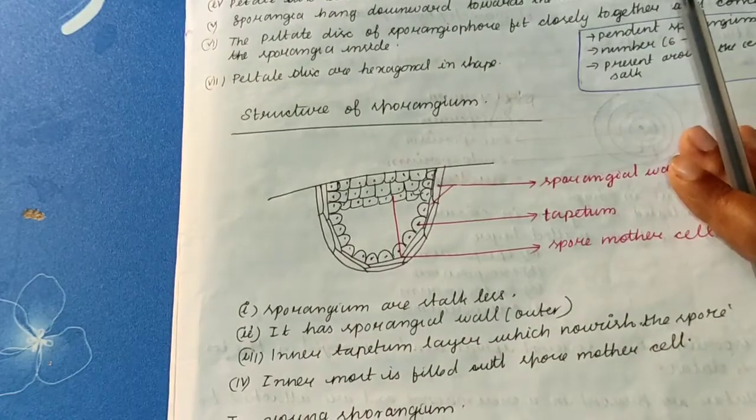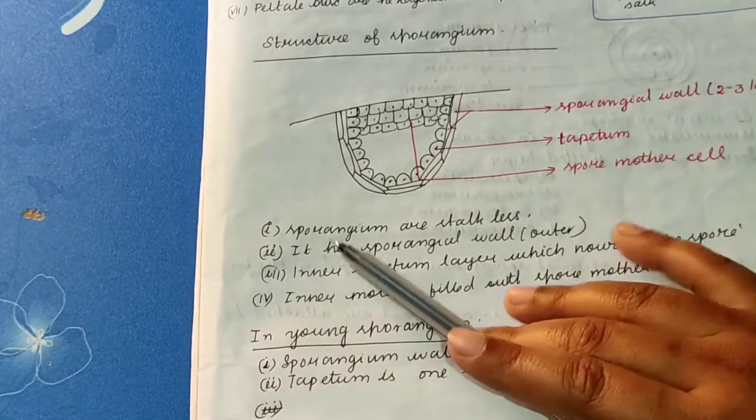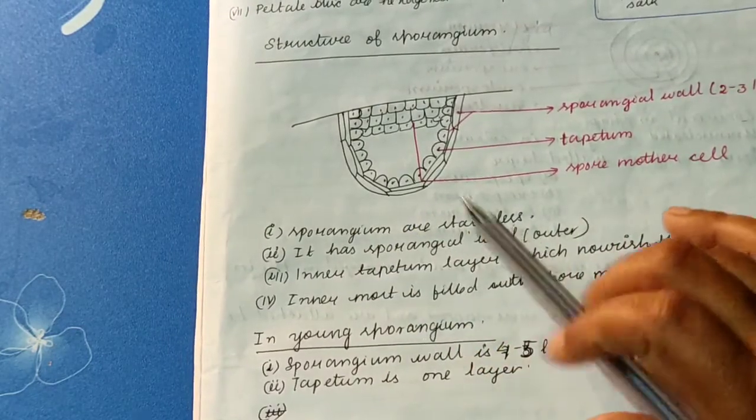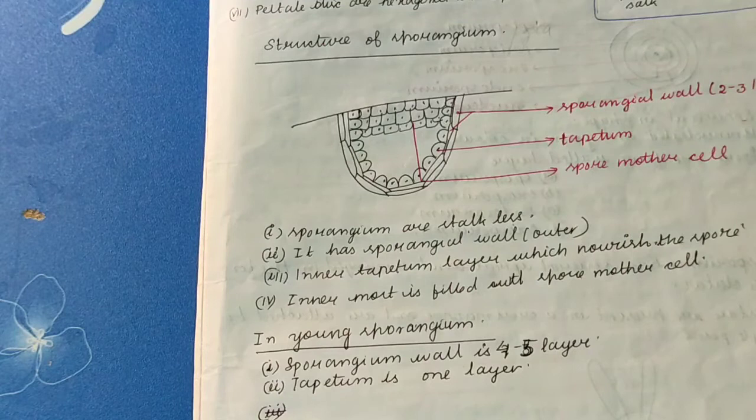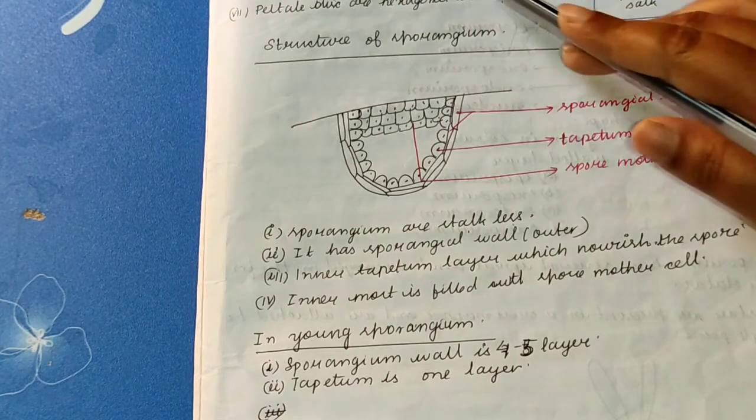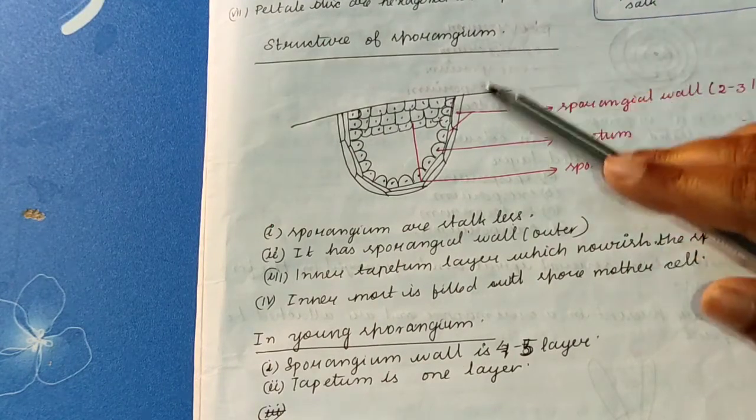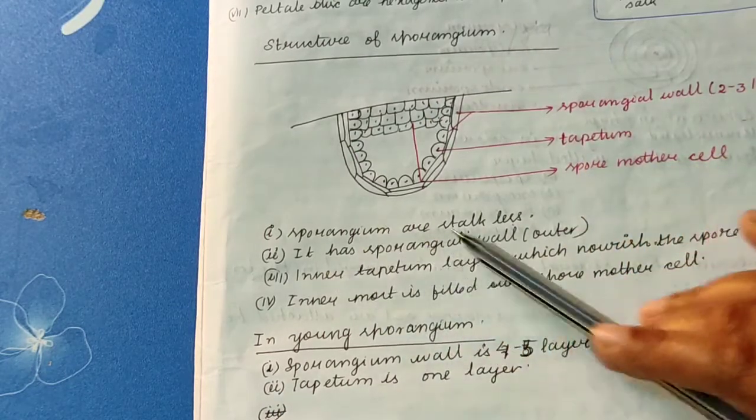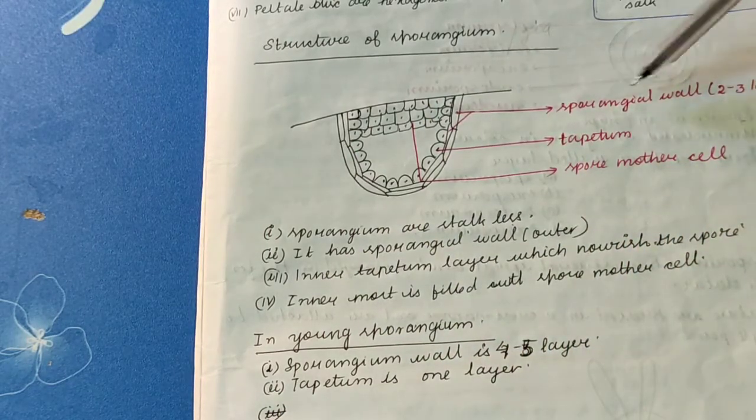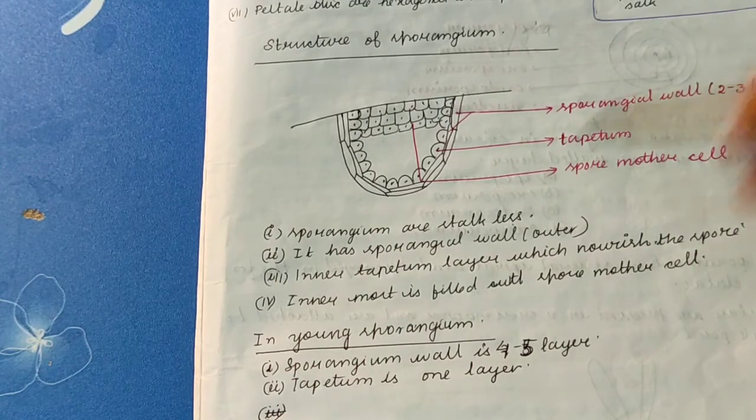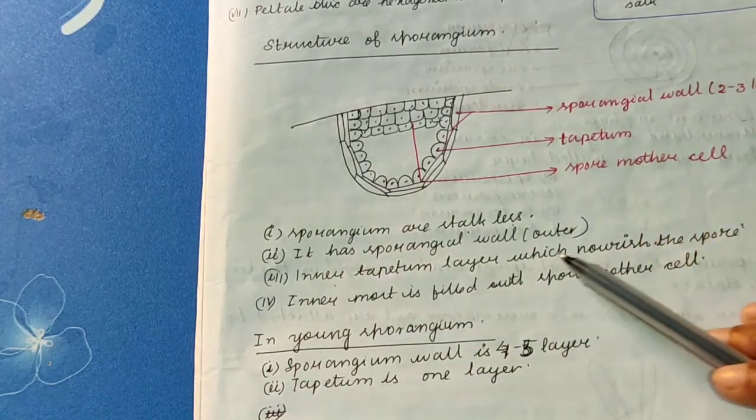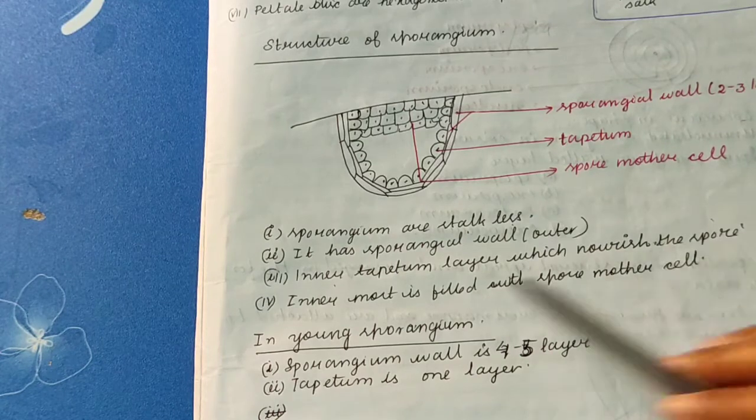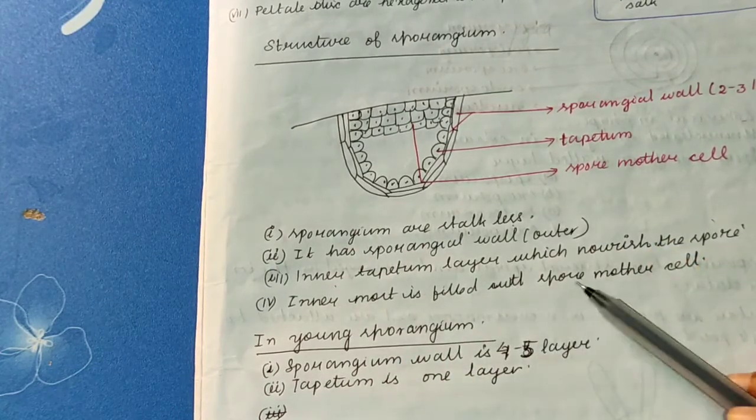So this is the structure of sporangium. The sporangium are stalkless. That means the sporangia are not attached to the sporangiophore without the help of a stalk. So it does not have a stalk. It has a sporangial wall, which is 2 to 3 layers. The inner tapetum layer is present, which nourishes the spore. The innermost is filled with spore mother cells.